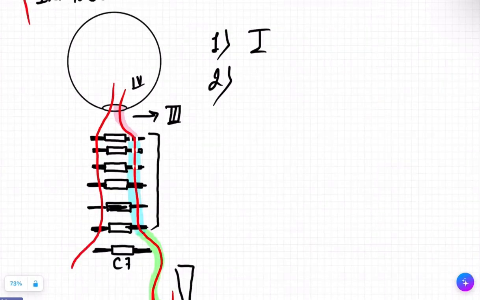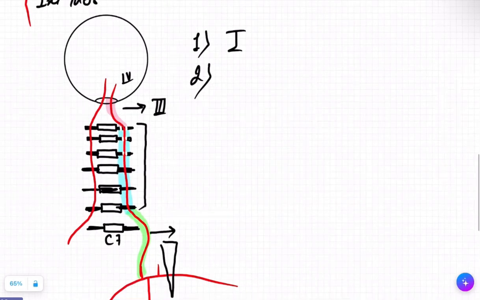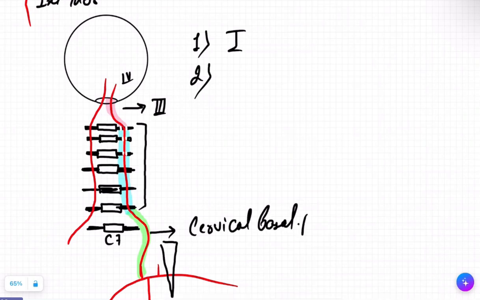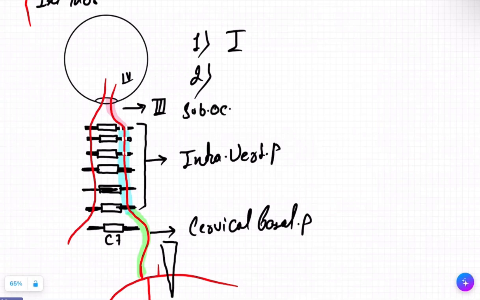How can we say it? We can see it as the cervical part, or the intravertebral part. What do we call the third? We can call it the suboccipital part. And the fourth part can be called the intracranial part. Did you understand this much? Yes. If you have any doubt, tell me.